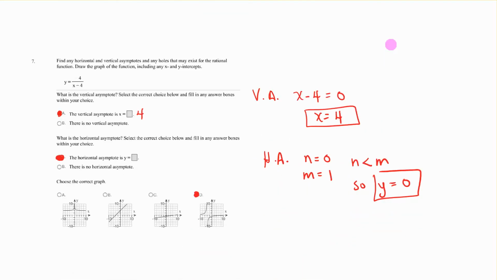Number 7, we're finding the vertical and horizontal asymptotes, and we're graphing it. So to find the vertical, take that bottom part, set it equal to 0. We get x equals 4. The x equals is already here, so you can just put the 4 in. Horizontal, the degree of the top is 0, degree of the bottom is 1. And since n is less than m, and I've let the degree be n for the top and m for the bottom, that's the way we did it in college algebra, so I followed that here. So that means y equals 0 is the horizontal asymptote.